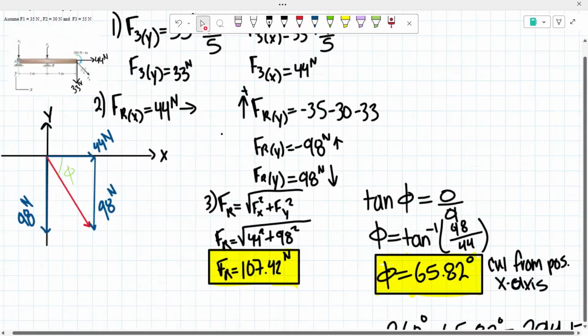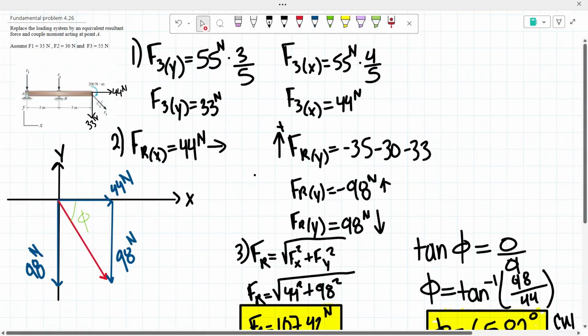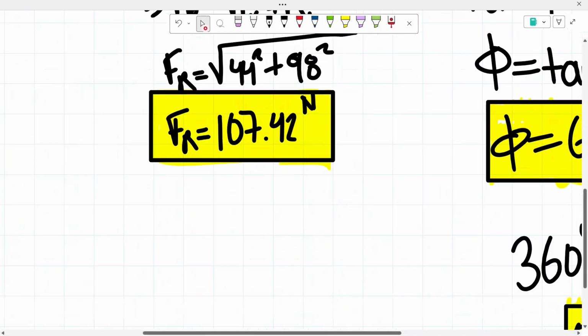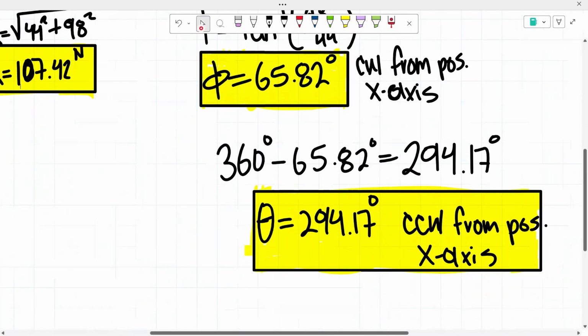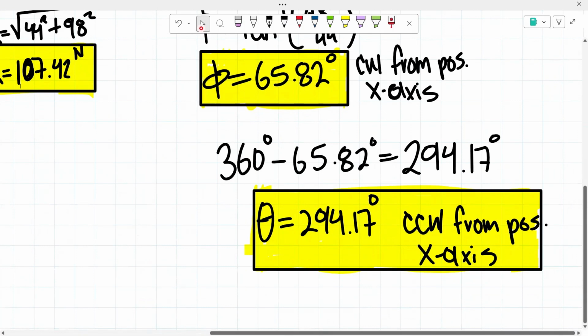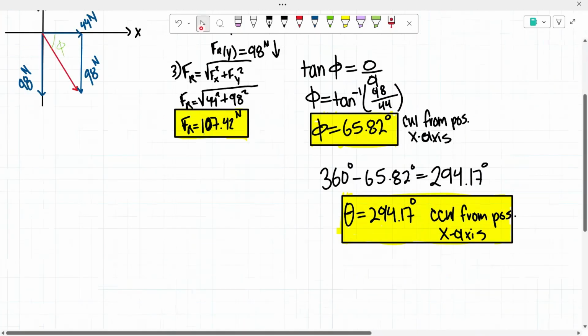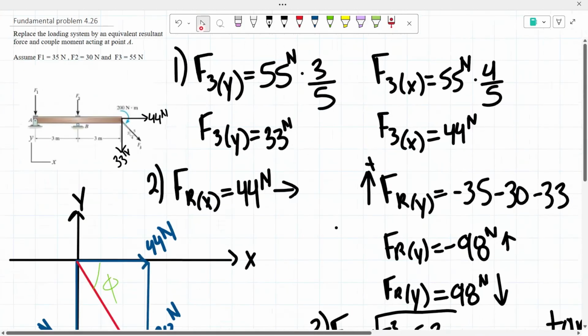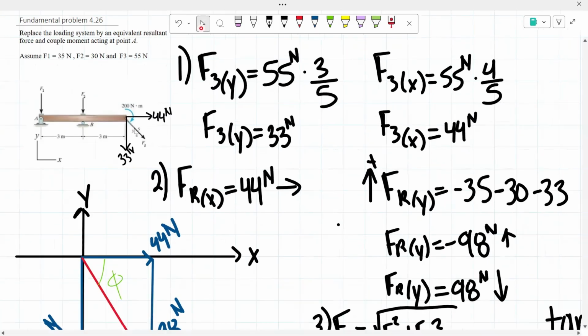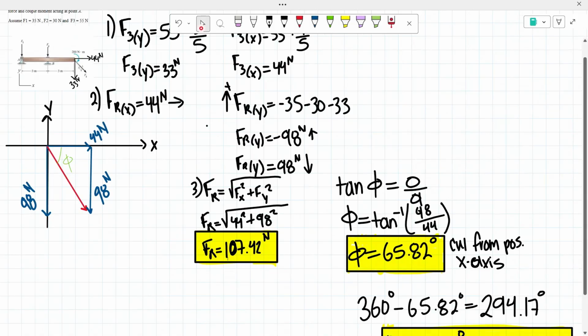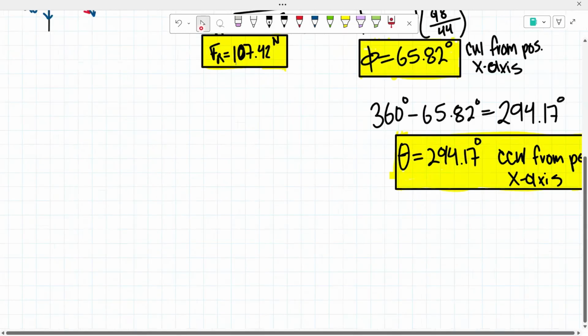So remember, this problem asked us to replace the loading system by an equivalent resultant force, which we did. We found out that the magnitude was 107.42 newtons, and its direction, going clockwise from the positive x-axis, was 65.82 degrees, or going counterclockwise from the positive x-axis was 294.17 degrees. Now we just have to replace the loading system by an equivalent couple moment acting at point A. So to do that, we're basically just going to be taking the moment about point A. So that's going to be our last step.